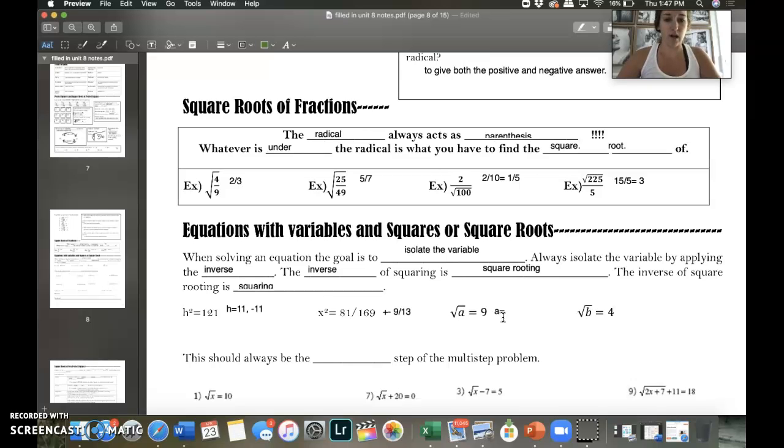And then what is 9 squared? 9 times 9 is 81. Check it. Does that make sense? Is the square root of 81 9? And it is.